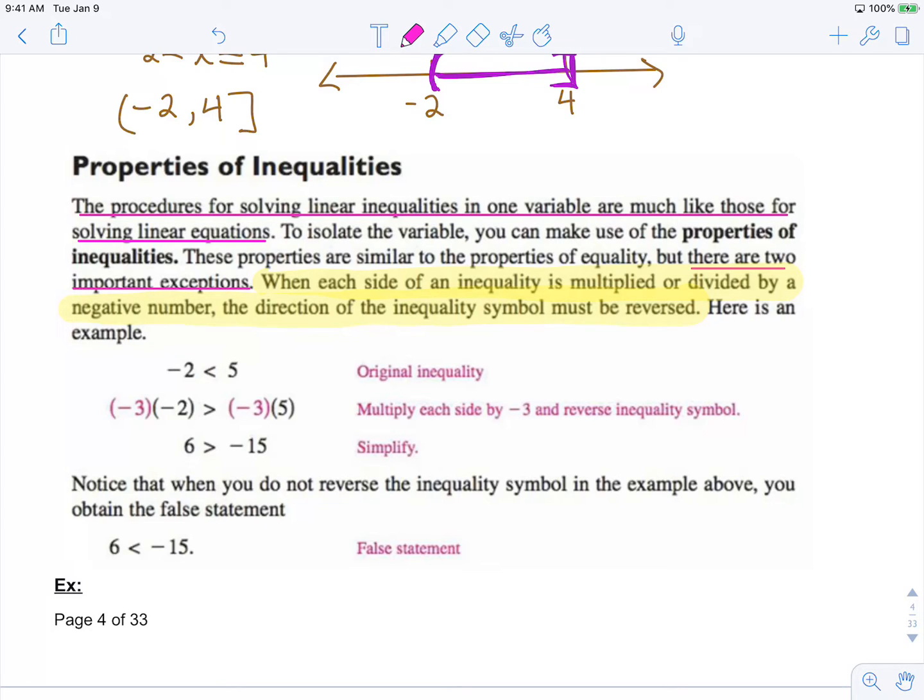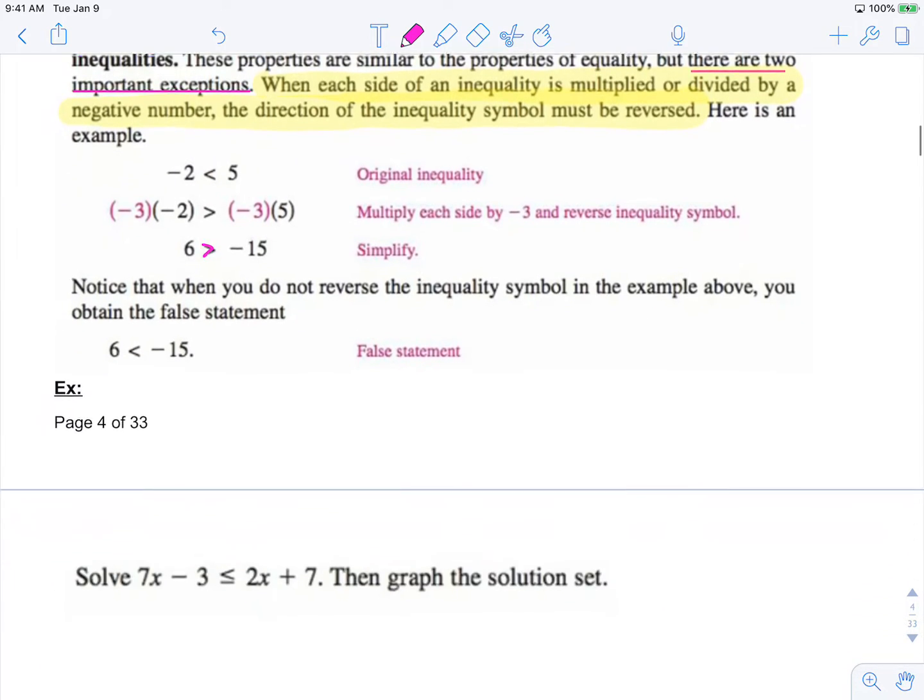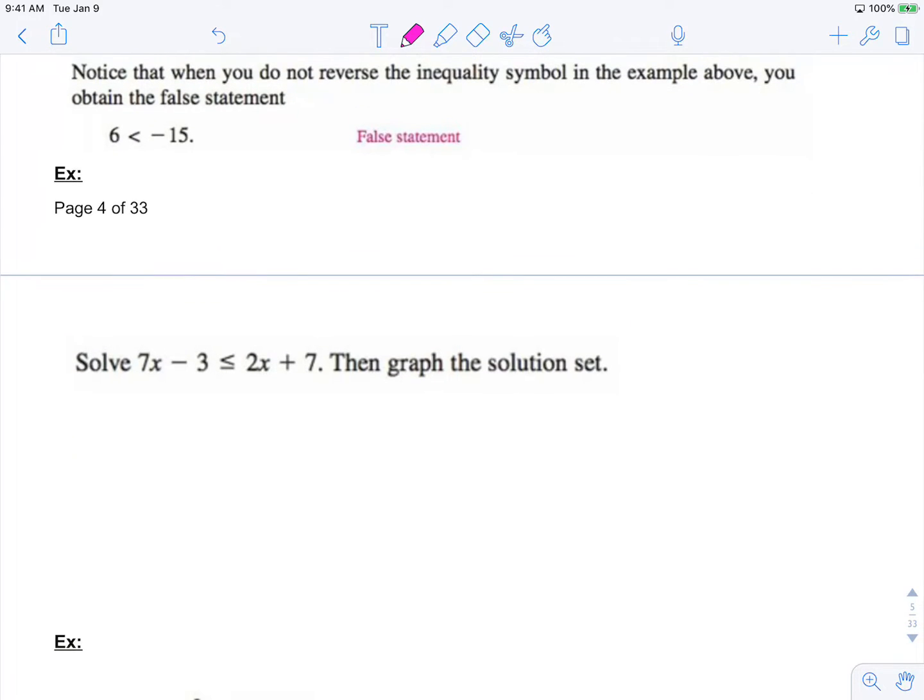If I start with negative 2 is less than 5 and I multiply both sides by negative 3, the only way this inequality stays true is by flipping the inequality sign the opposite way. Let's try some examples together now.